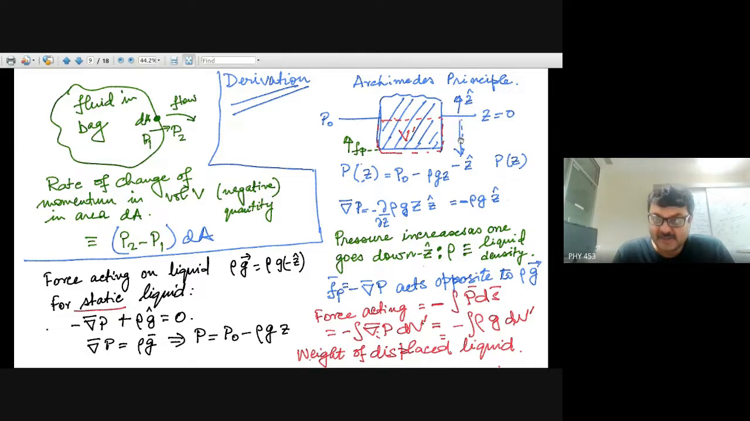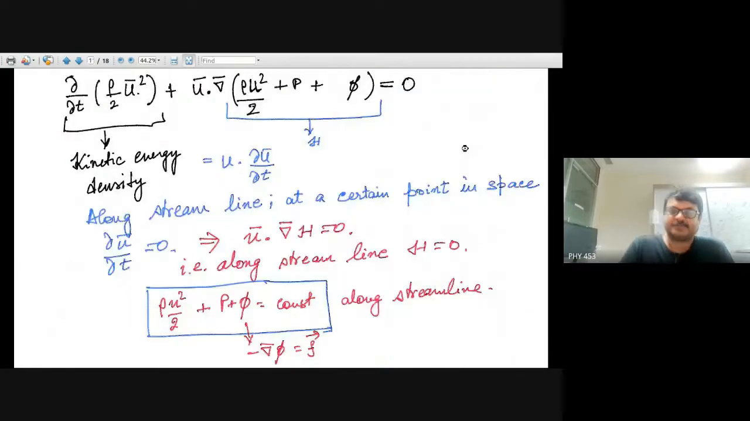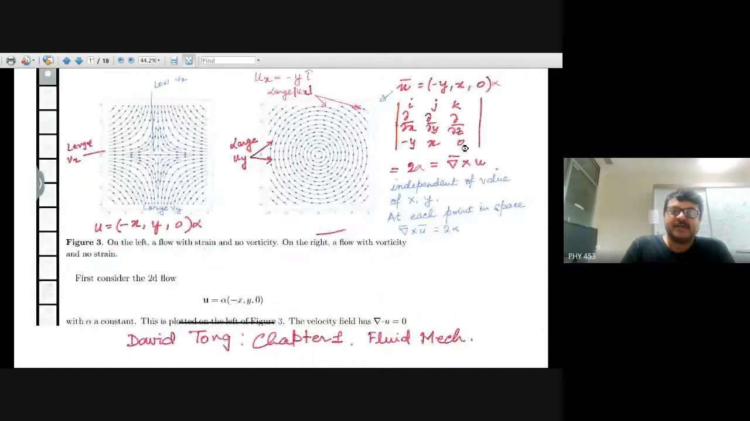But as you go in this direction, right? So rho here would be rho of air if you go up, but if you go down, then z would be negative, and P is P0 plus rho of liquid times gz. So this will be rho of liquid, and pressure is increasing as you go in the negative z direction. This is the negative z, this is the positive z, right?